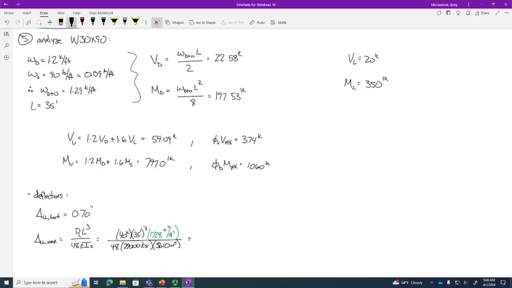And when you chug this out, you get 0.590. So you tell me, does the W30/90 work for this beam? Yes. And this is in fact the lightest shape I think we can find for these loads. So I would say use a W30/90. That's the answer.